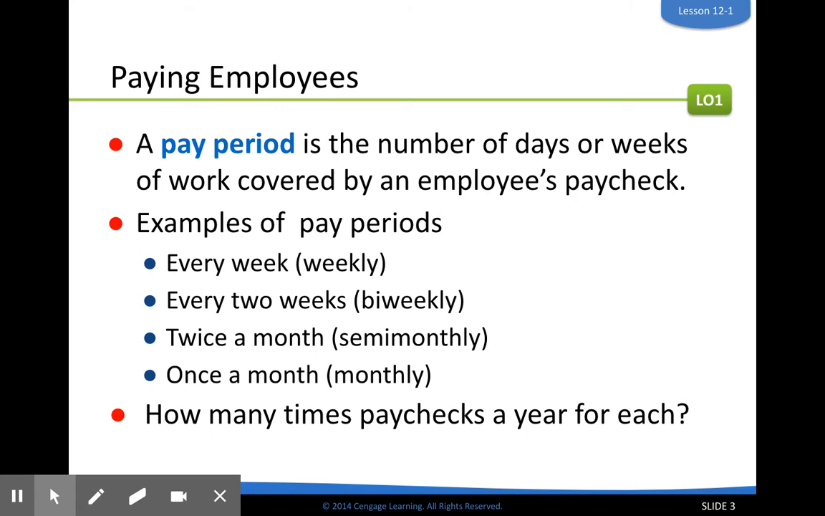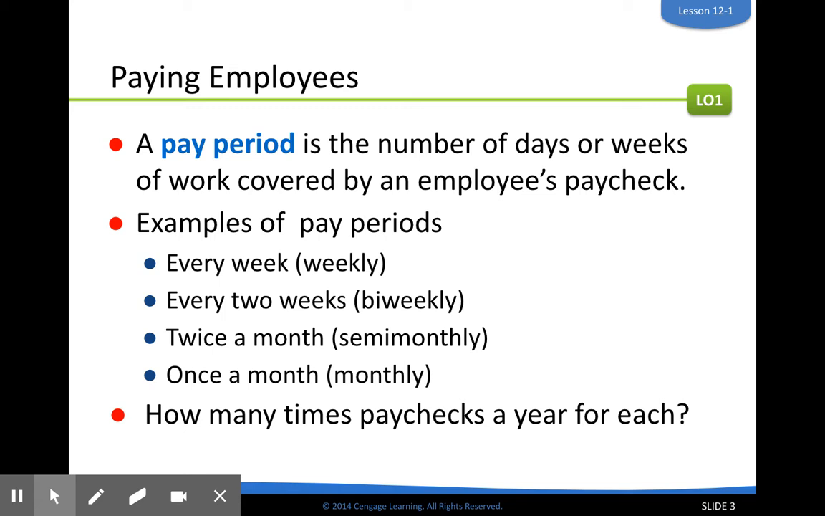A pay period is the number of days or weeks of work covered by an employee's paycheck. So this varies. Maybe you get paid every single week. So our first example, every week you got paid maybe every Monday. This is pretty uncommon because that'd be a lot of work for the payroll employee to have to calculate payroll every single week. More common, I would say, would be the next two options. So if you work every 2 weeks, that means that you get paid every 2 weeks. This would be like every other Monday. So every other Monday you get paid.